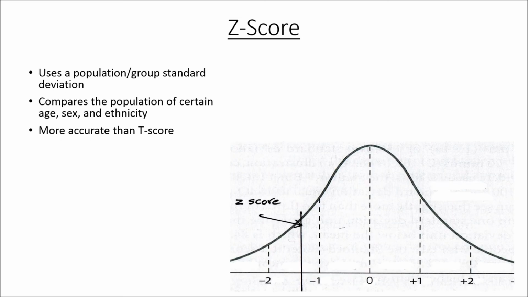Another type of scoring would be known as the Z-score. The Z-score is used when you know the population standard deviation of that patient. It calculates the average, knowing the peak bone density for that average and how greatly the population of a certain age, sex, or ethnicity deviates from that average.